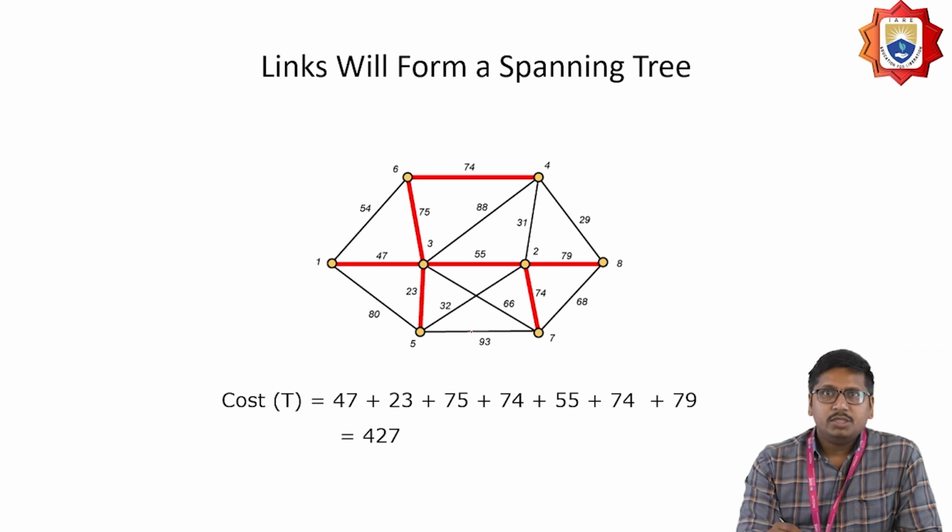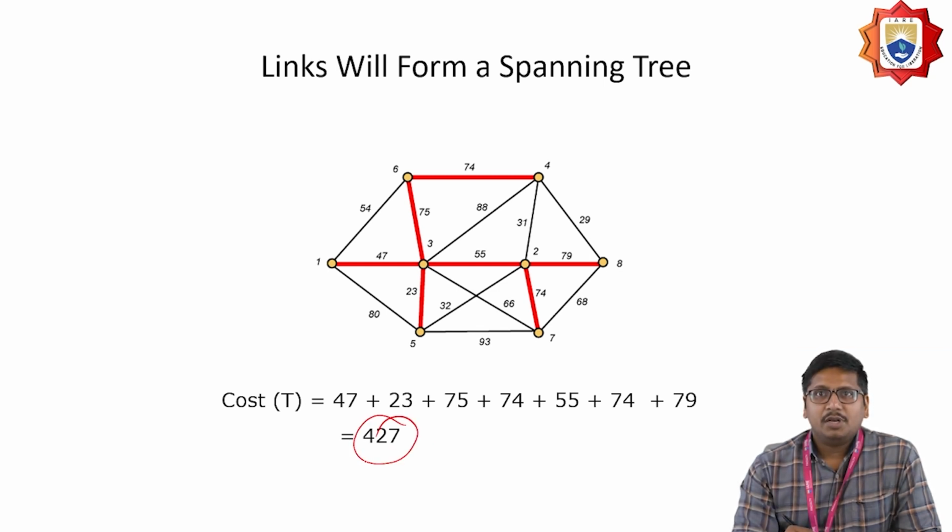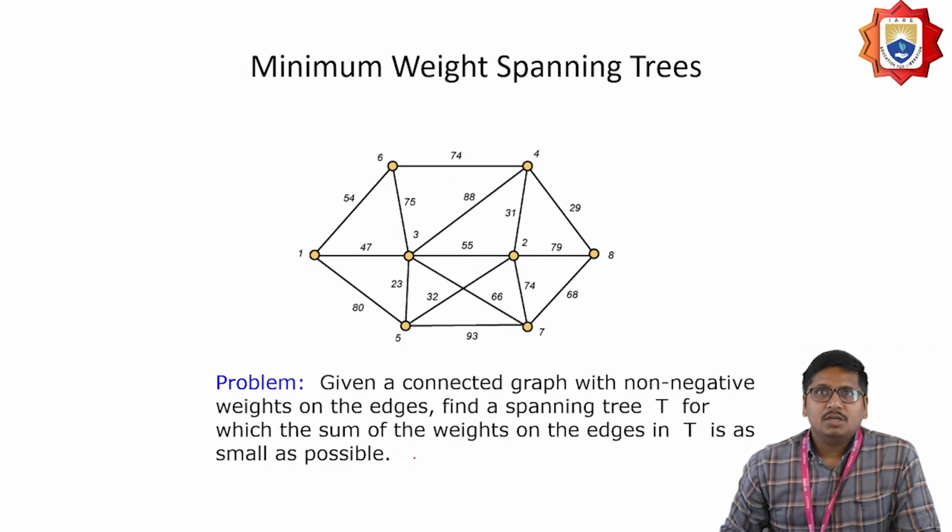If I consider a greedy algorithm like this, choosing the least edge weight in the graph, I get a cable cost of 427. These links are chosen somewhat randomly. I choose these edges, and what I get is 427 as the cost of this cabling.